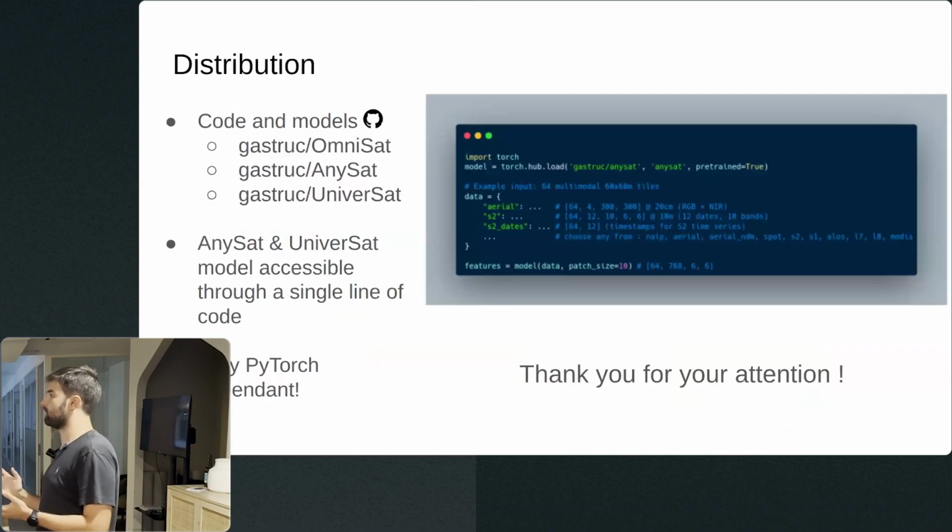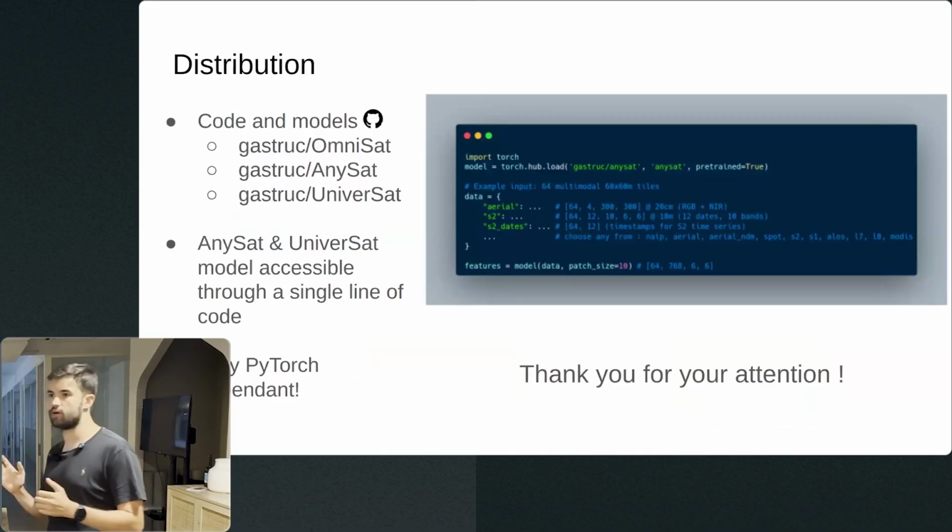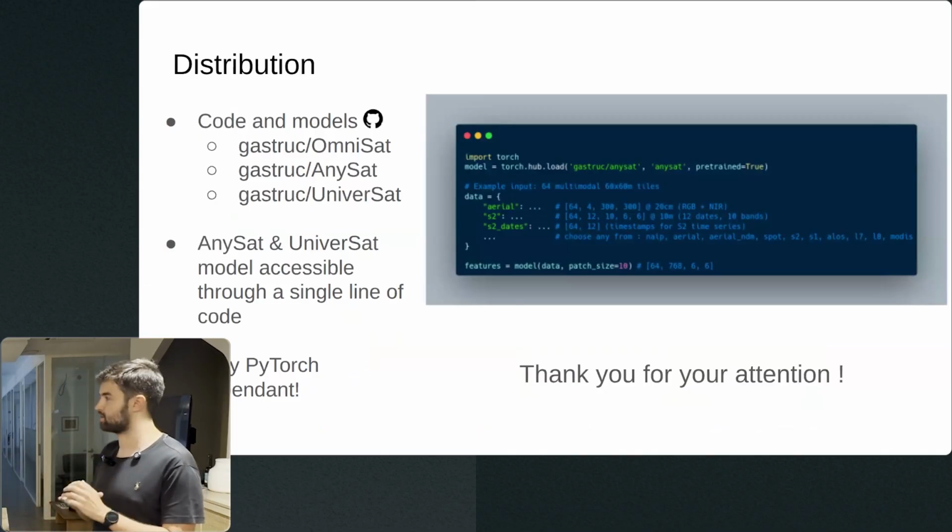All the code of what I've presented is open source. AnySat and UniverSat are hosted on the Torch Hub, so they are accessible from a single line of code.